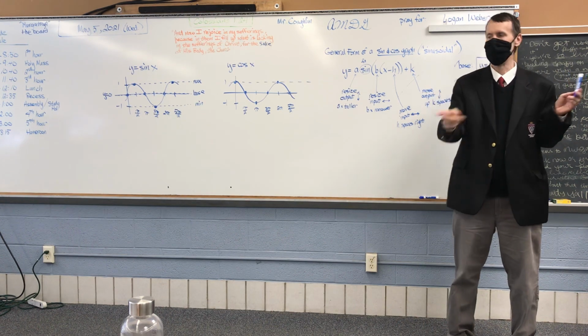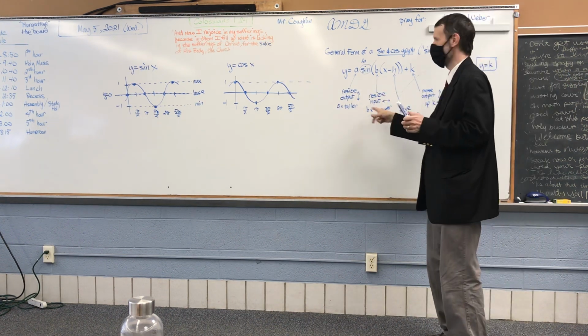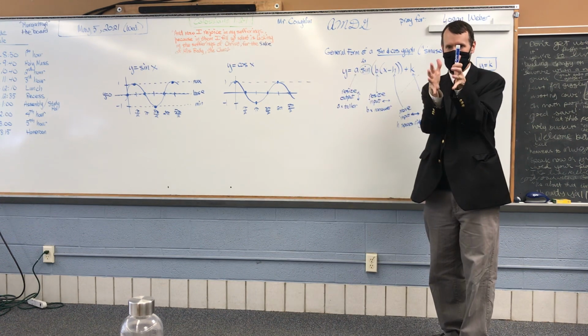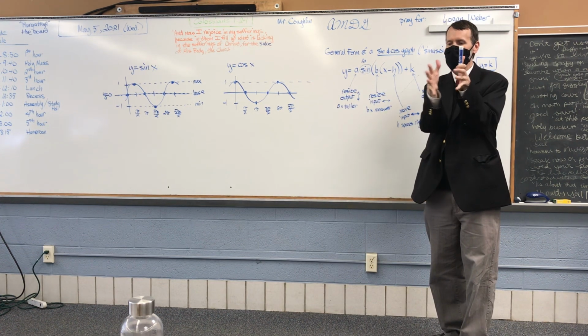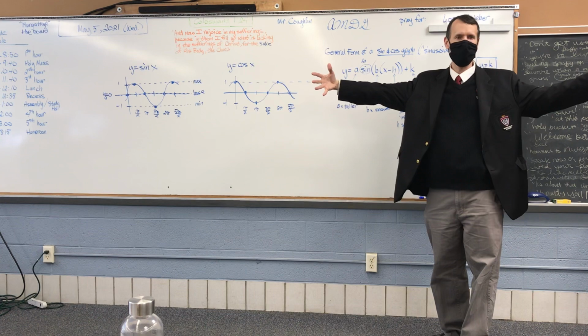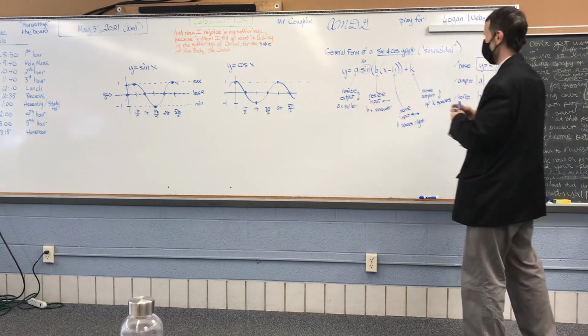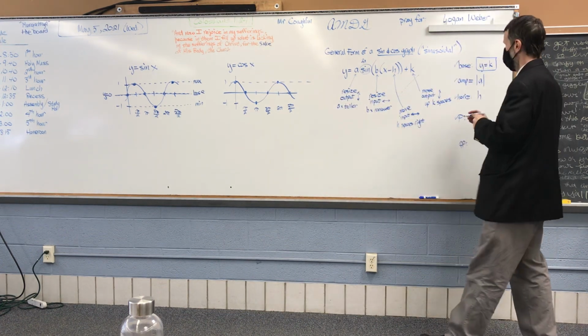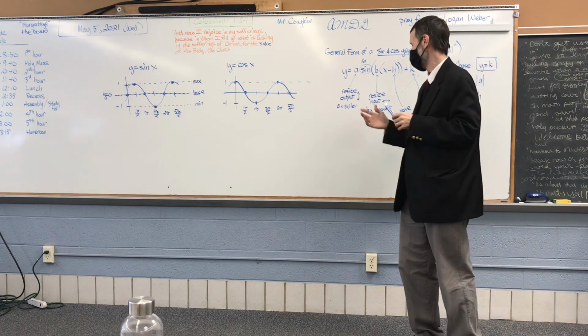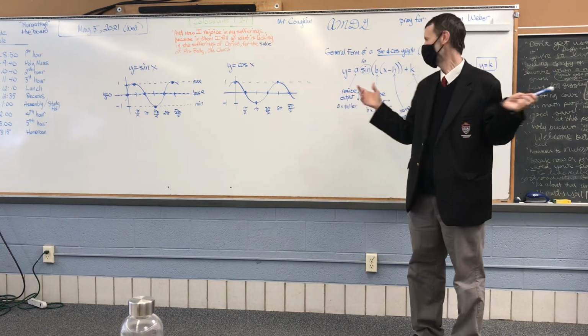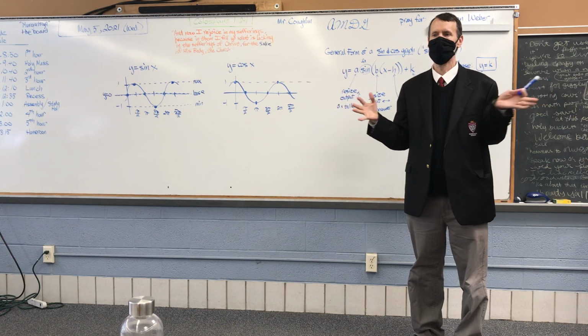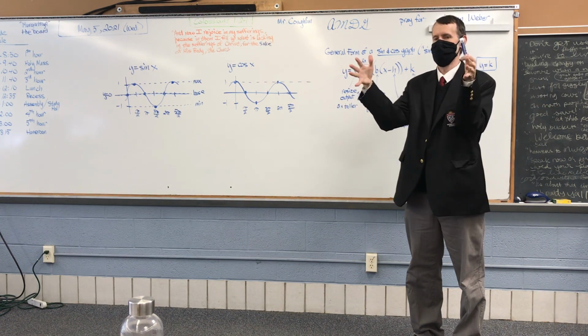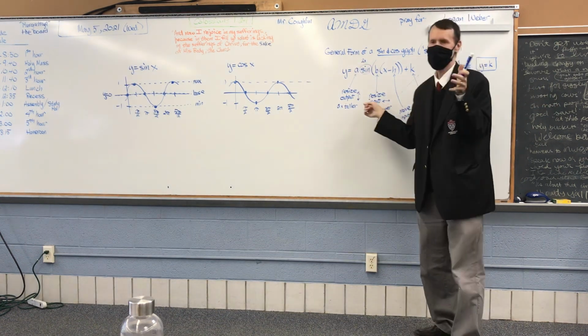B. It's resizing the input, which means it's narrower, that'll make the period smaller, or wider, which will make the period bigger. Does that make sense? So B is going to be changing the period. How? Is it going to multiply by B or divide by B? Let's just say it's 2 pi. Was it going to be making it wider or narrower?